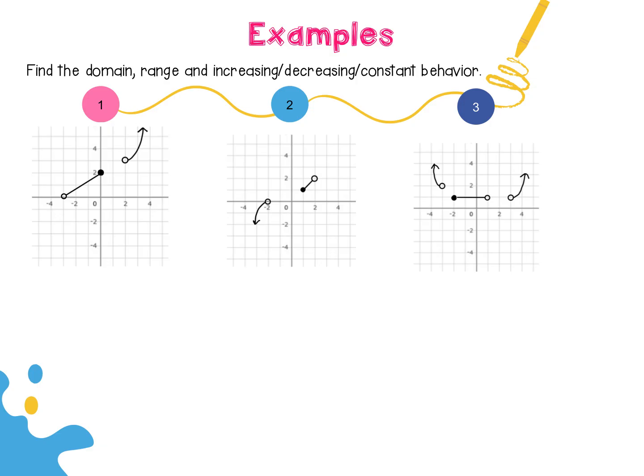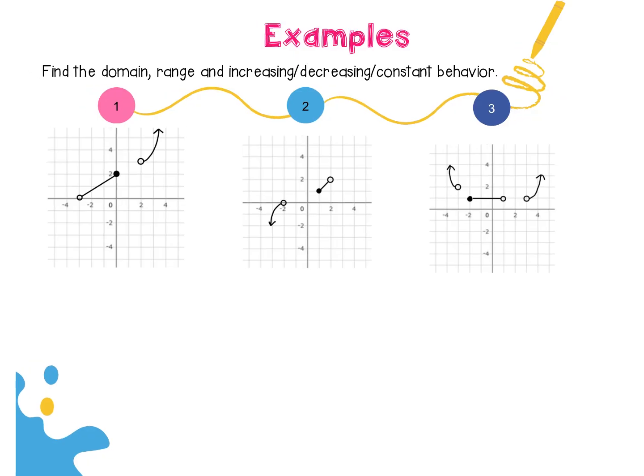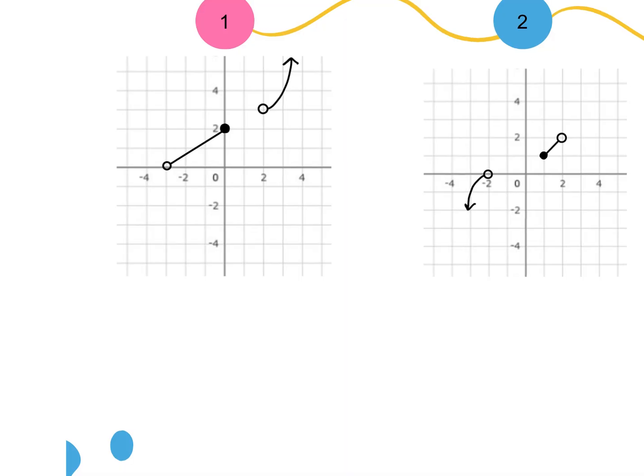All right, so let's find the domain and range and any increasing, decreasing, or constant behavior. Let's start with this first one. Let's find the domain and the range. The domain and range represent from left to right, bottom to top. So with the domain, you're going to start from the left and go all the way right. I'll do it in blue, so I'm going in that direction from left to right.